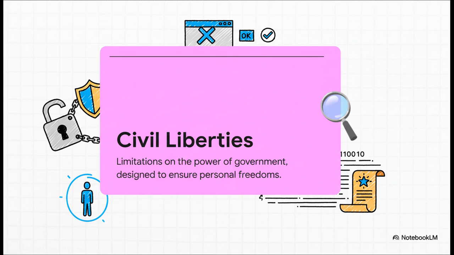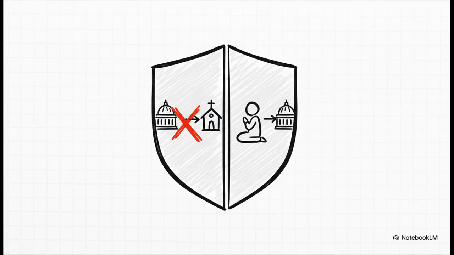Think of them as the foundational protections listed right there in the Bill of Rights: freedom of speech, religion, the press, and so on. Let's take freedom of religion, for example. It's actually a two-part shield. The Establishment Clause stops the government from creating an official state religion, and then the Free Exercise Clause stops the government from meddling with how you practice your religion. It's basically a firewall between church and state.